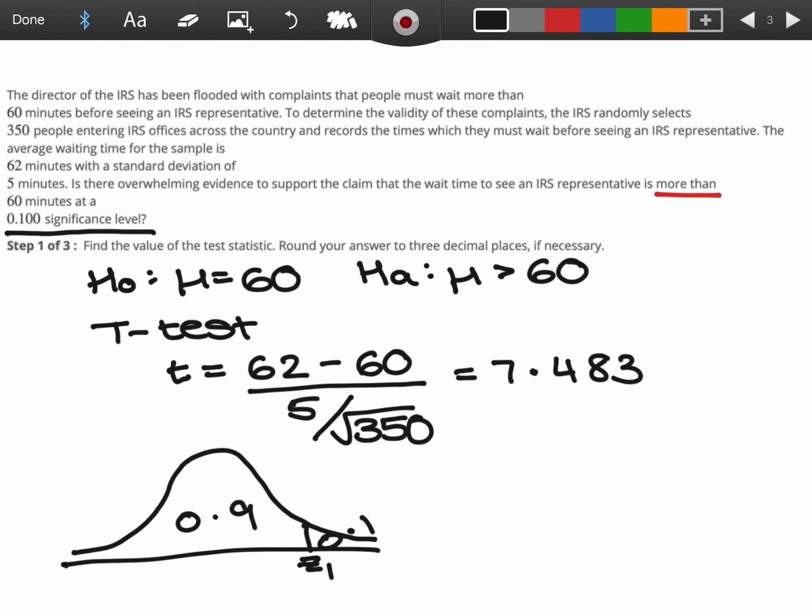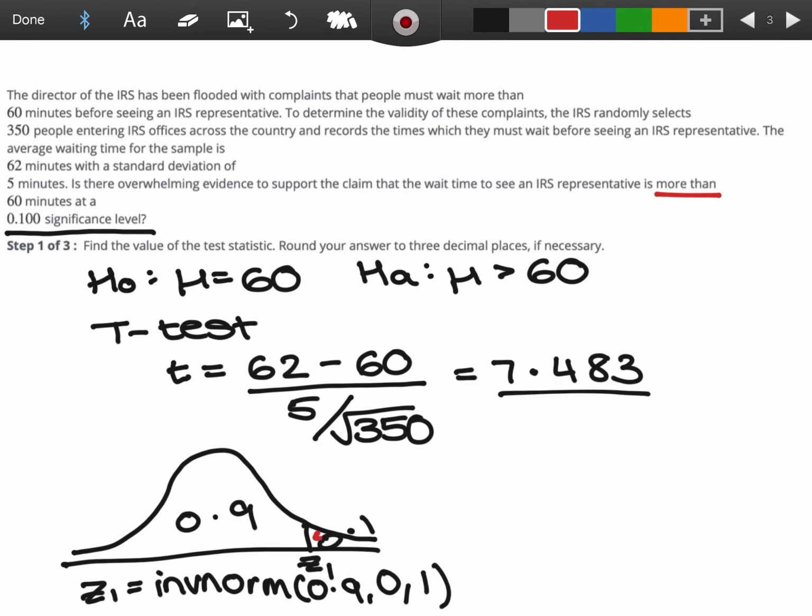You can find Z1 by doing inverse norm with the area to the left, which is 0.9, mean of 0, standard deviation of 1. So you can find that critical value and then see whether this test statistic is going to fall in this danger zone or not. That's one way of doing it, or we could do the t-test on the calculator.